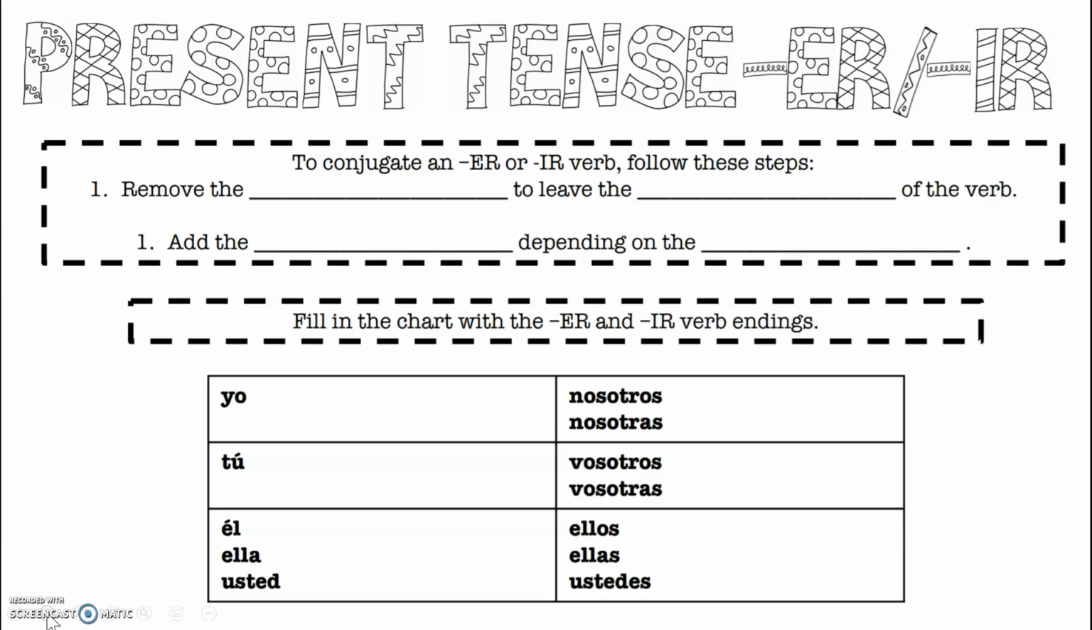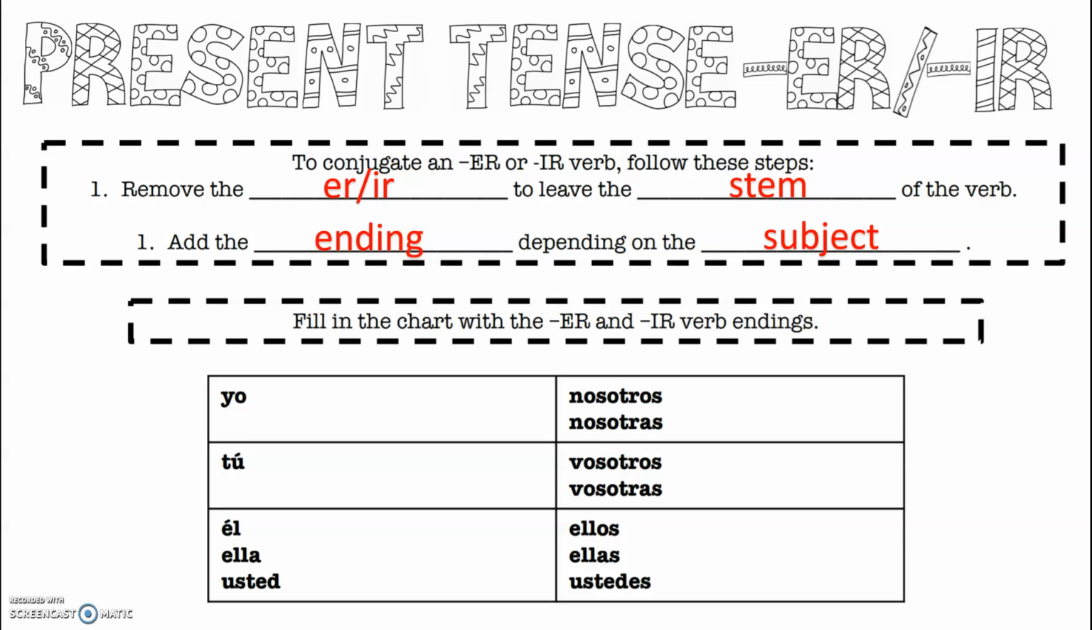Remove the ER and IR at the end of each verb to leave the stem of the verb. Add the ending, or the terminación, depending upon the subject.